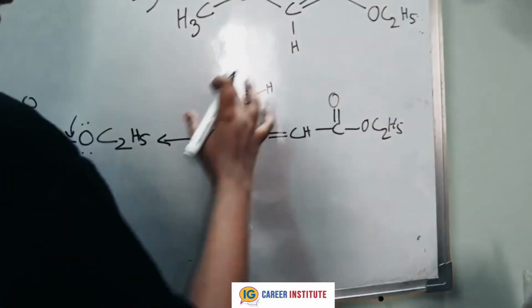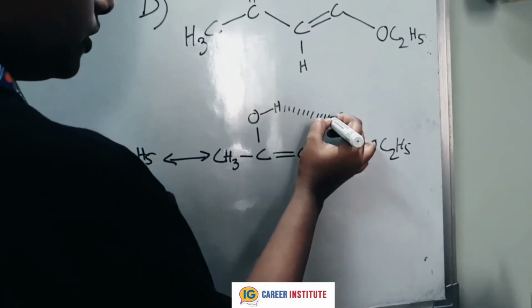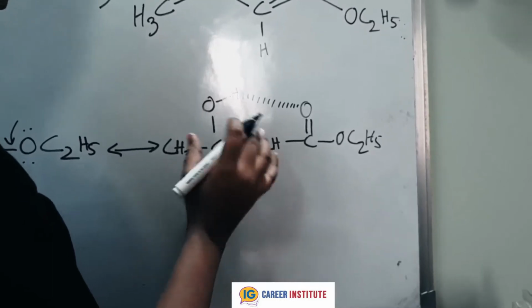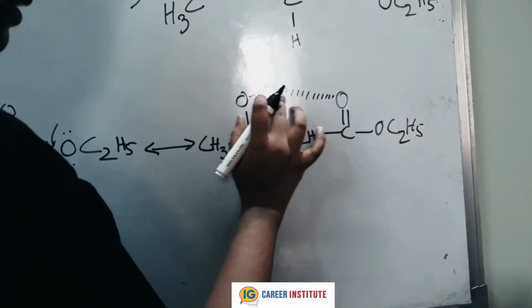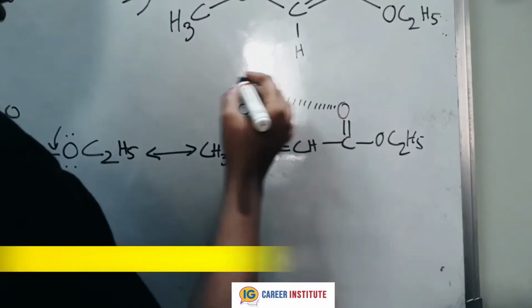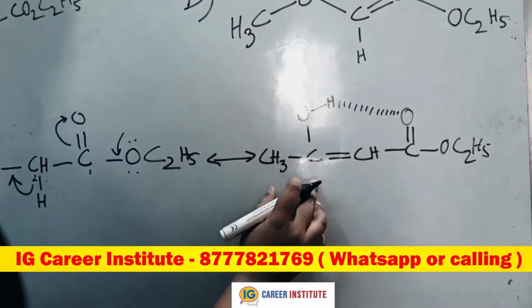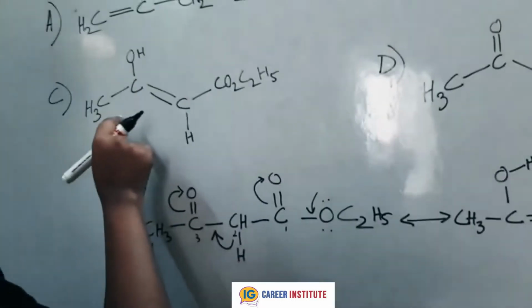Now in this conformation, there will be a possibility of forming intramolecular hydrogen bonding. So basically, if I bend this molecule a bit, like if I draw it in the proper zigzag plane, then there will be a possibility of intramolecular hydrogen bonding, which will provide additional stability to this compound. So basically, which is similar to this structure? That is our option C.